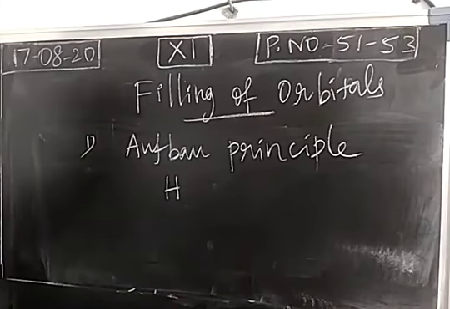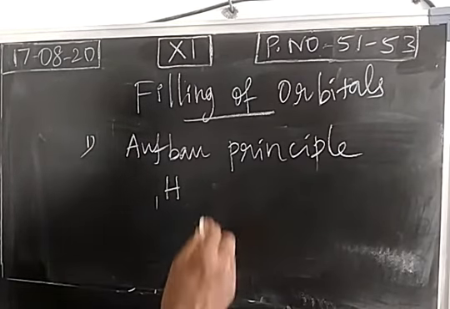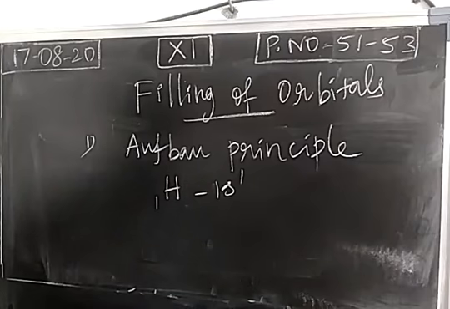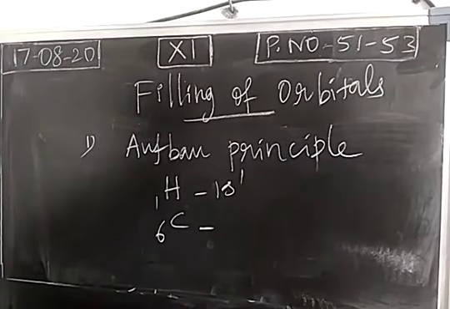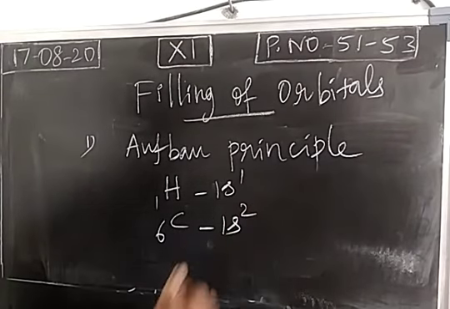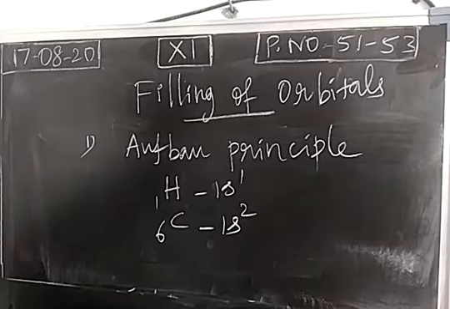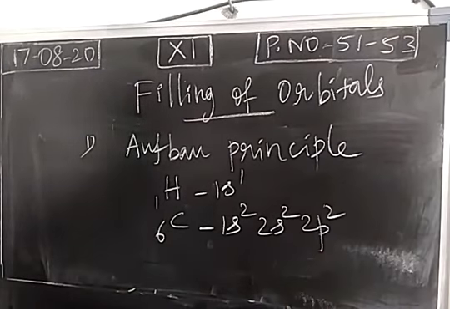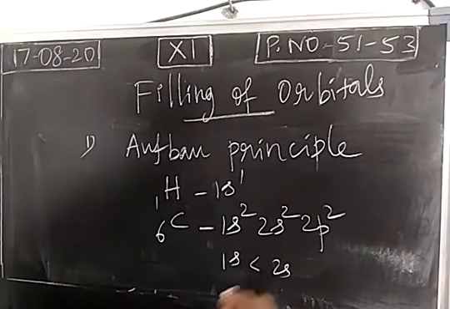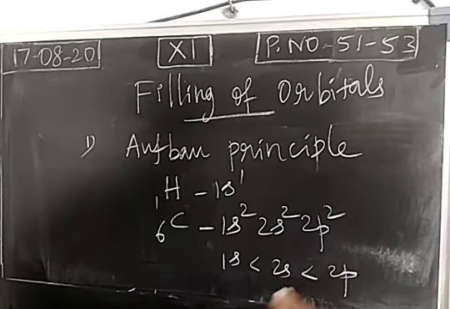Based on the n plus l value, we already know the order of energy of orbitals. For hydrogen, the electronic configuration is written as 1s1. If you take carbon, atomic number 6, how are the 6 electrons placed? Out of 6 electrons, the first 2 electrons are placed in the lower energy orbital 1s. Next 2 electrons are placed in the 2s orbital. Then the remaining 2 electrons are placed in the 2p orbital. We know the order of energy of orbitals. Compared to 1s, 2s has more energy. Compared to 2s, 2p has more energy.